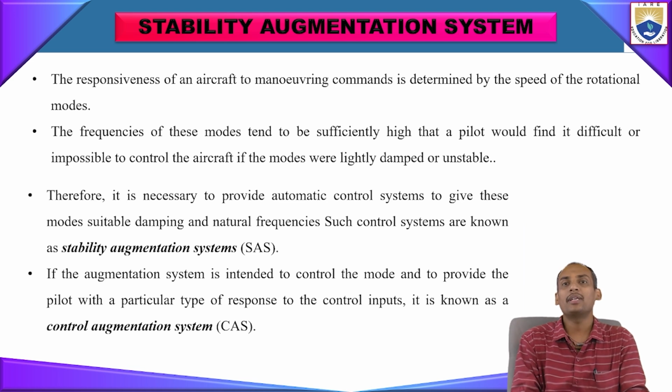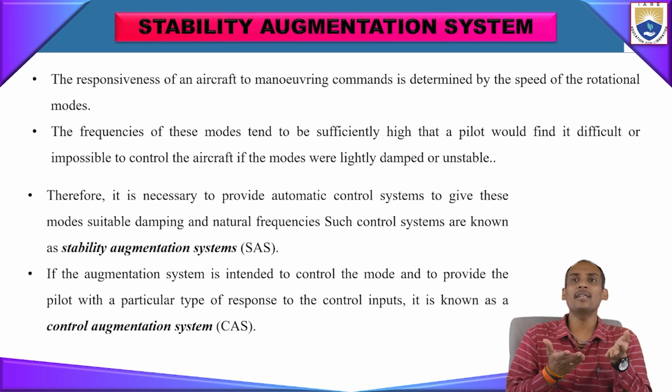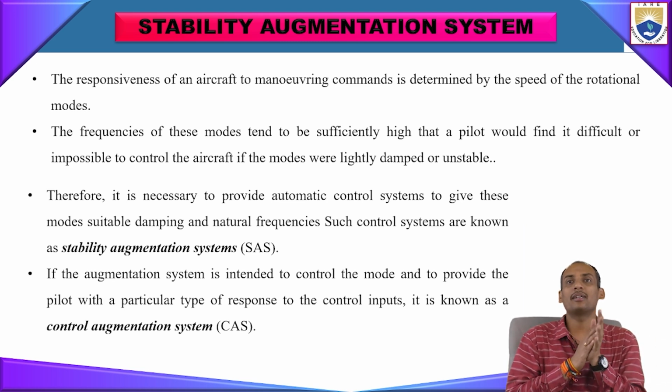So the control system required for avoiding these types of perturbations is called a stability augmentation system. If the augmentation is intended to control the modes and provide the pilot with particular types of response to control inputs, then that is called a control augmentation system. When a pilot tends to move the aircraft, the aircraft can withstand its natural frequencies and dampings, avoid that damping, and regain its stable position within a short period of time.